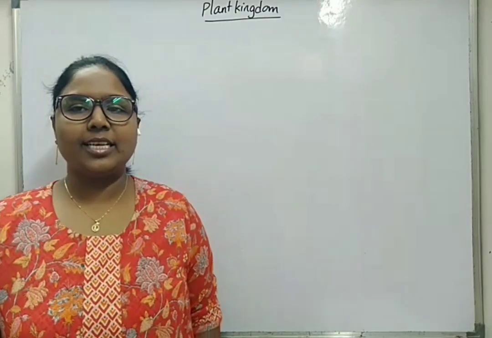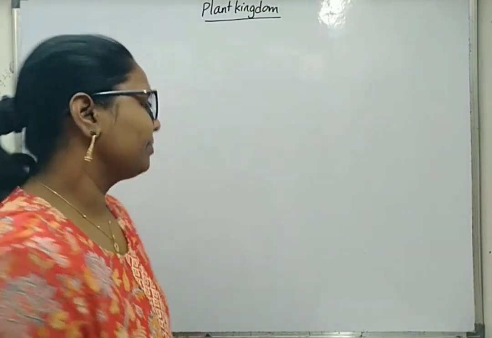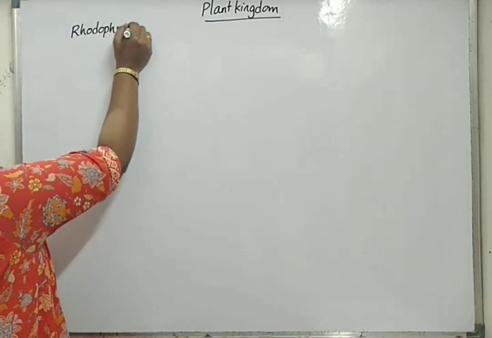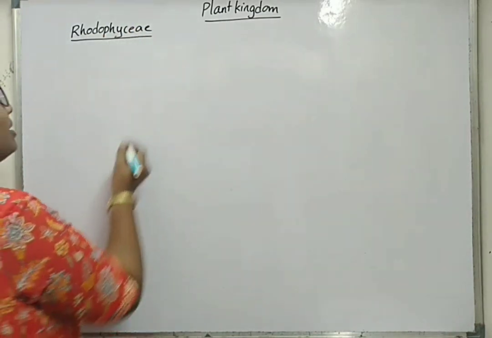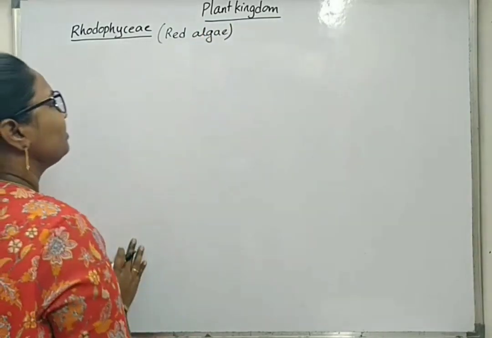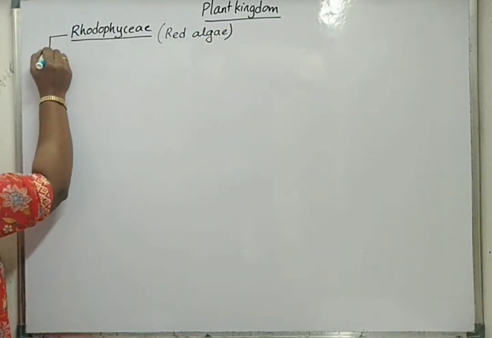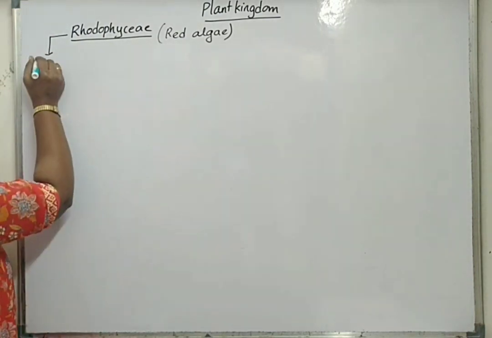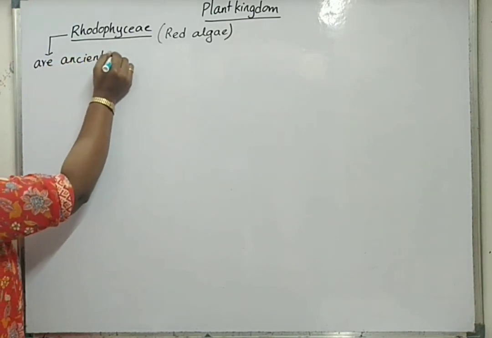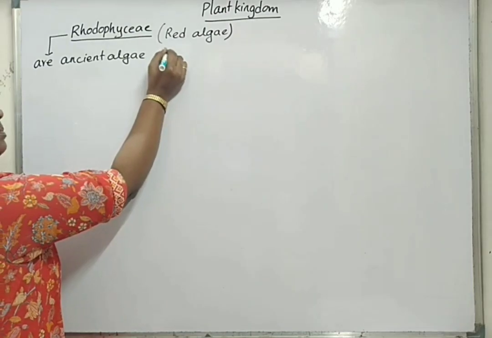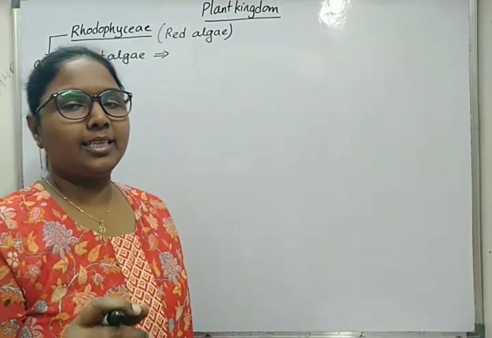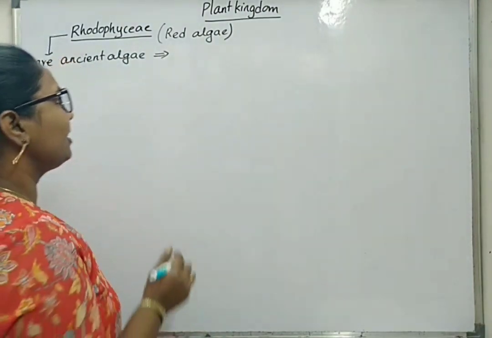Hello students, now we will discuss about Rhodophyceae members of algae. These are commonly called red algae. Now, Rhodophyceae members are said to be ancient algae. We have seen Chlorophyceae members are the most advanced algae; like that, Rhodophyceae members are ancient algae.